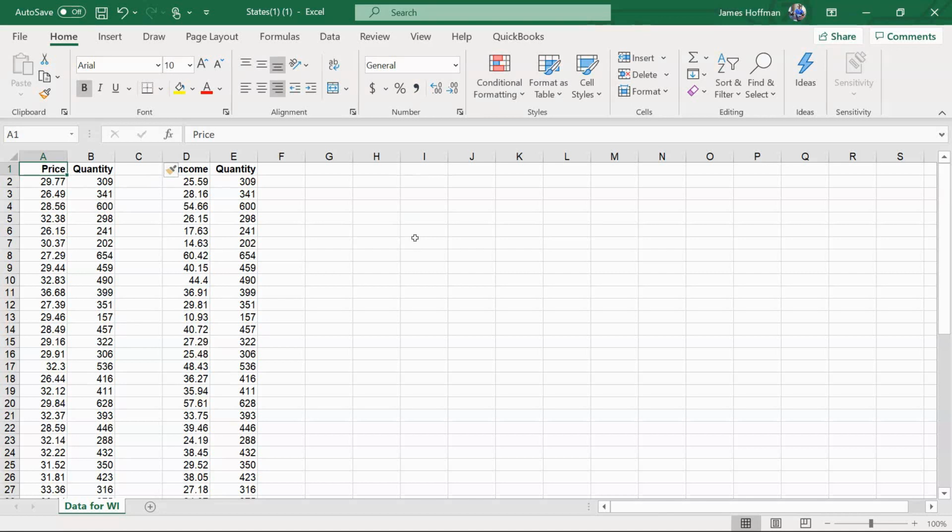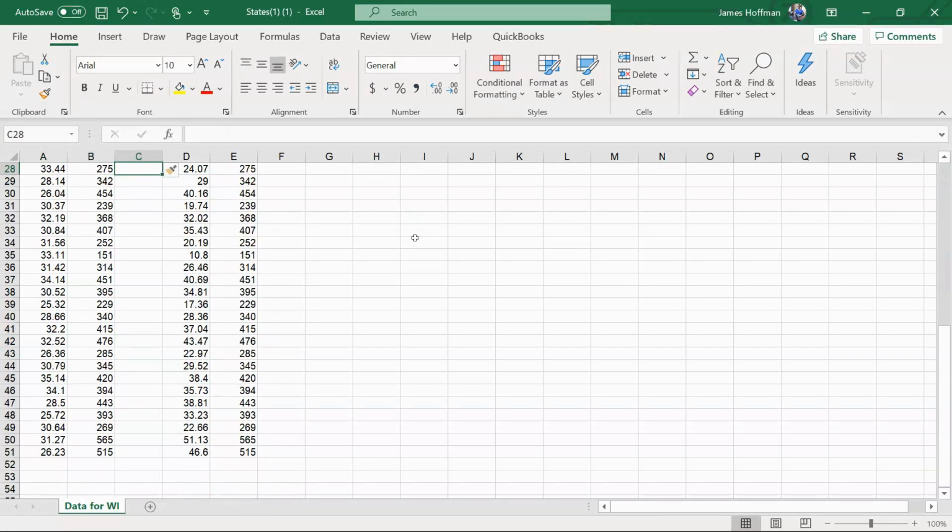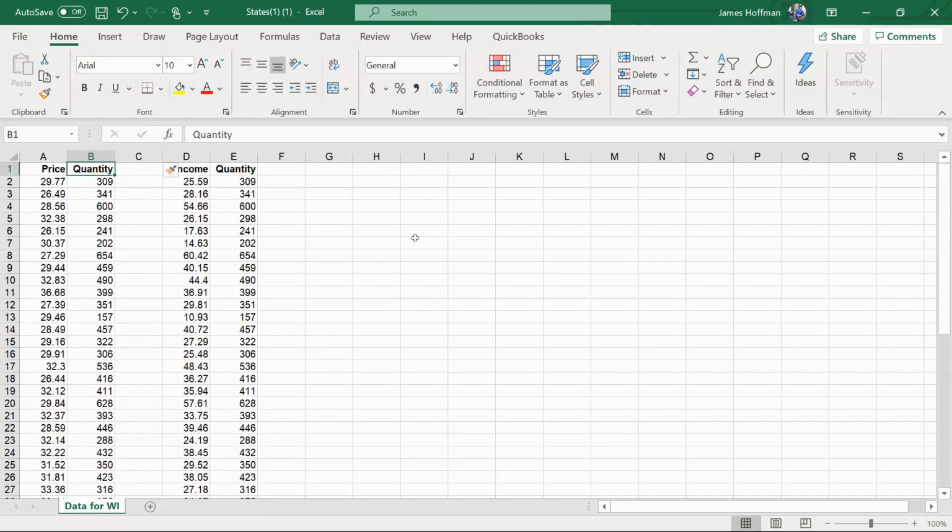So it might take a little moving around, but what you want to have is price and quantity here, and then income and quantity here. And so then you can make a separate graph of both trend lines. I'm going to format price and income as currency. That's going to have the dollar sign, so you can see the effect of the dollar change on quantity.